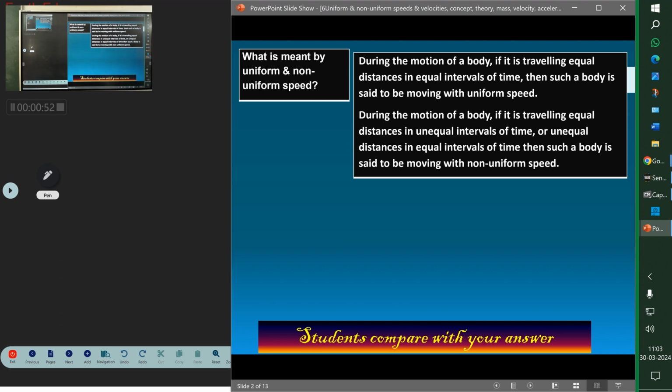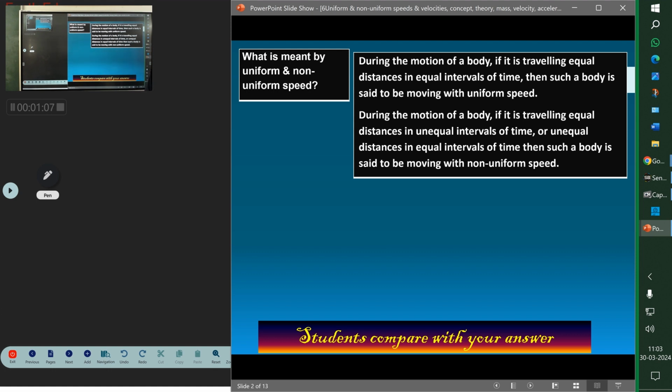During the motion of a body, if it is traveling equal distances in equal intervals of time, then such a body is said to be moving with uniform speed. Is your answer in consonance with this? Yes. Good.